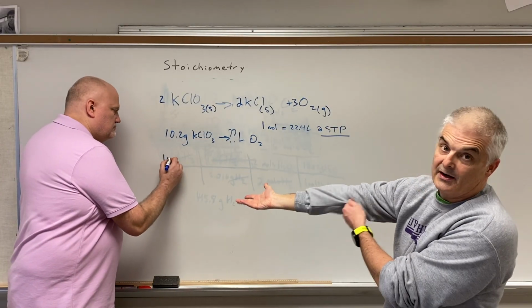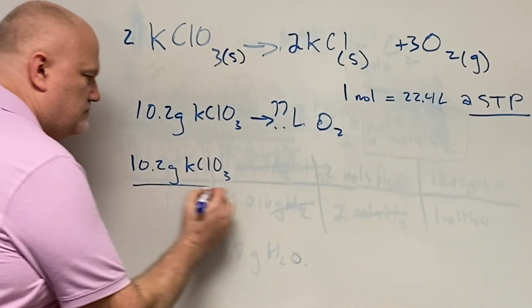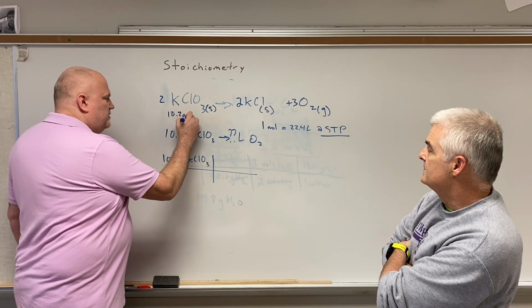So I'm going to start with what I know, which is a fraction over 1: 10.2 grams of KClO3 over 1. Now, following what he did before, we're going to write the 10.2 grams underneath there, just so we know this is our starting point.